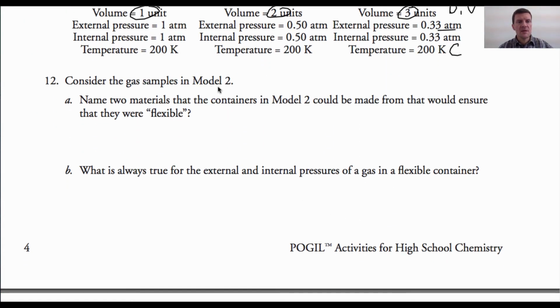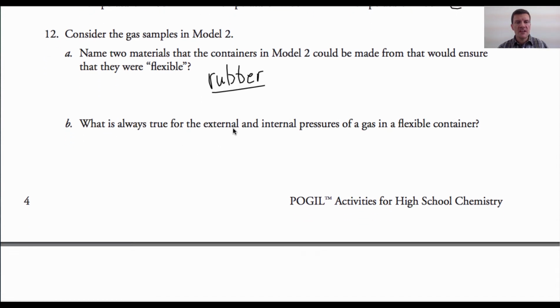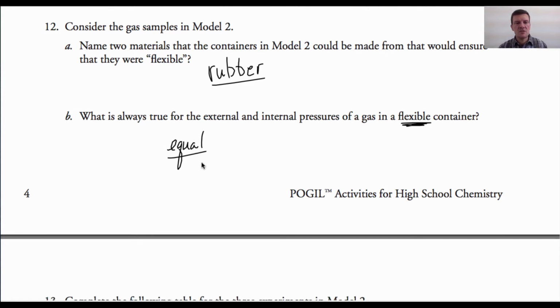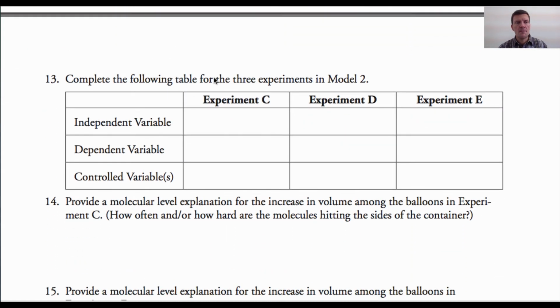So consider the gas samples in Model 2. Name 2 materials that the container could be made of that would ensure they are flexible. Well, one obvious one I'm just going to mention, like a rubber balloon. That would be a simple example of something that's flexible. What is always true for the external and internal pressures of gas in a flexible container? They're always going to be equal. That balloon is always going to reach a volume such that the internal and external pressures are equal. That's where it's always going to stop as far as its volume.